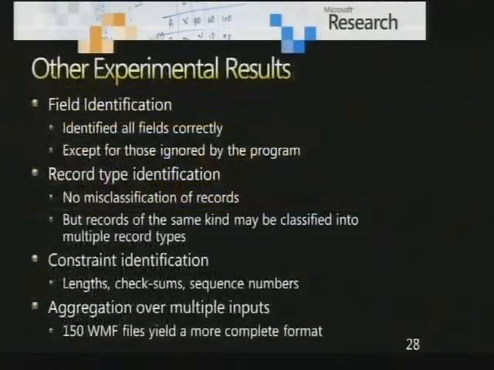I'll skip this slide. This slide basically tells other experimental results. For example, we have no misclassification error of record types because the condition we use is sufficient. But some records of the same kind may be classified into different types because it's not necessary. So the same record type may be processed by different execution sequences, but the inflation is very small.